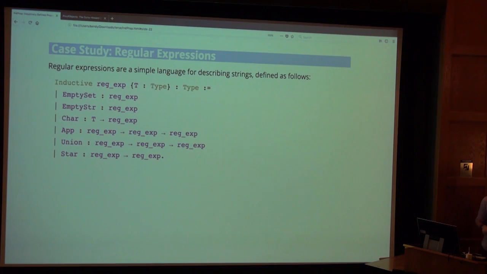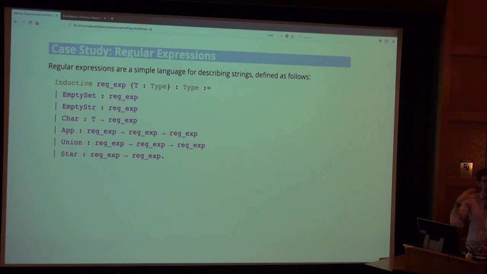And it has a lot of the features that these larger examples will also have. Okay, so here's our regular expression data type. What are our constructors? I don't think there's anything exciting here. There's an empty set, there's the empty string, there's characters, there's sequencing, or app as it's called. There's union and there's star. I think this is a pretty reasonable subset of the regular expression language, if not total. Of course, by itself, this is just an inductive data type.